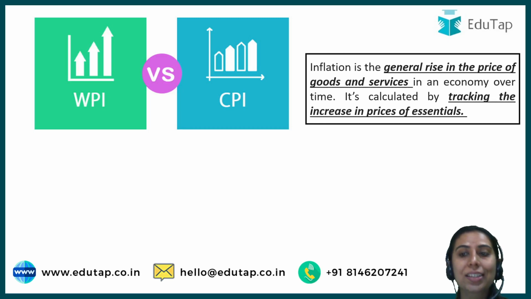Guys, inflation is the general rise in the price of goods and services in any economy. So inflation is basically considered as the price rise, and we need to track the price rise. Otherwise, it will be very difficult for us in an economy to control the inflation or the price rises, right? So tracking is done for the prices of different goods and services, and various indices are used for the same purpose. There are multiple indices apart from WPI and CPI, but as far as our examination is concerned, we need to know WPI and CPI. Okay, let's move on to know these.